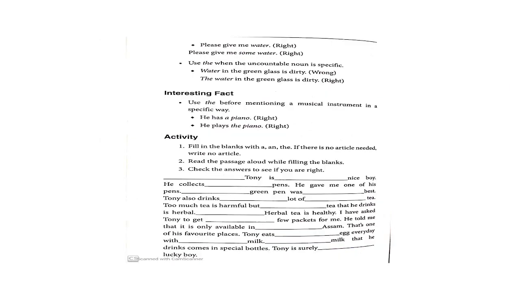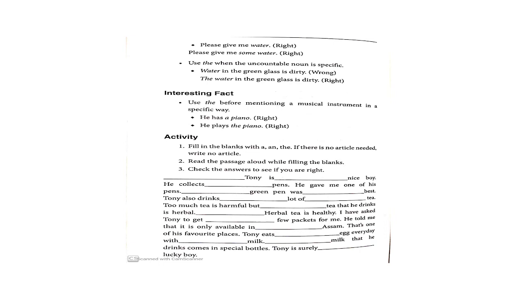Do not use an article if the countable noun is plural and non-specific. You could use the word some if needed. Books are helpful, right. Some books are helpful, right. Now let's move to the uncountable nouns. They are butter, cheese, honey, water, wood, and rice. Do not use an article if the uncountable noun is non-specific. You could use the word some if needed. For example, please give me water, right. Please give me some water, right.